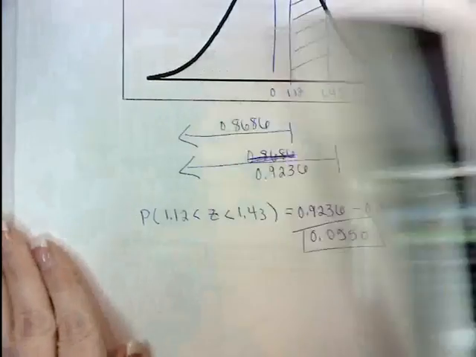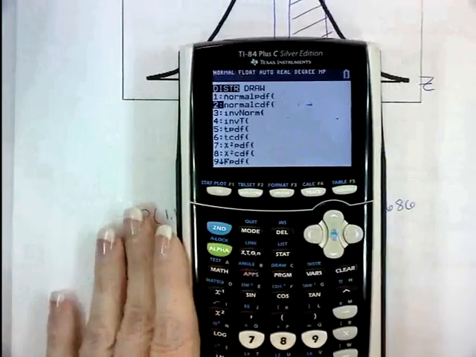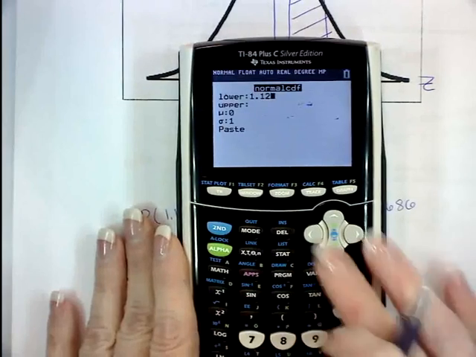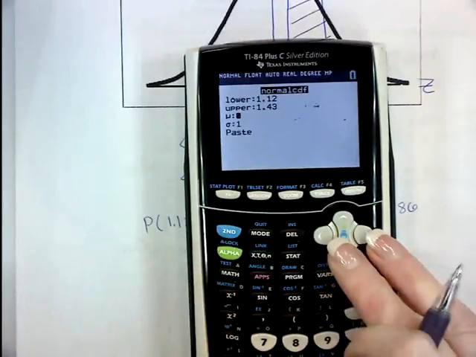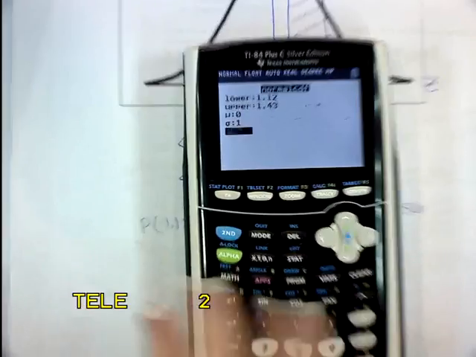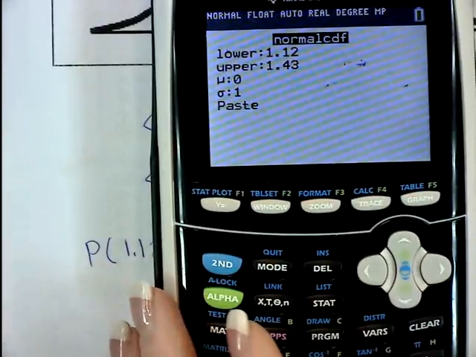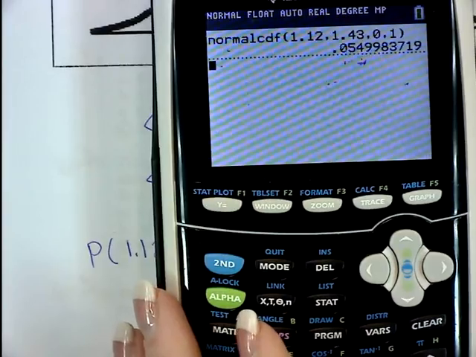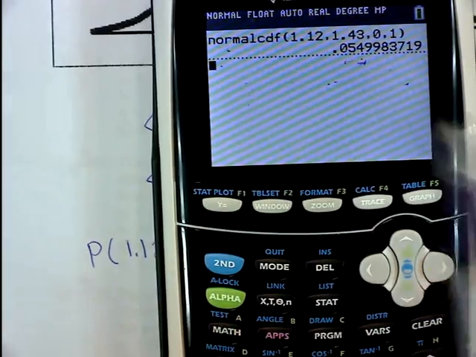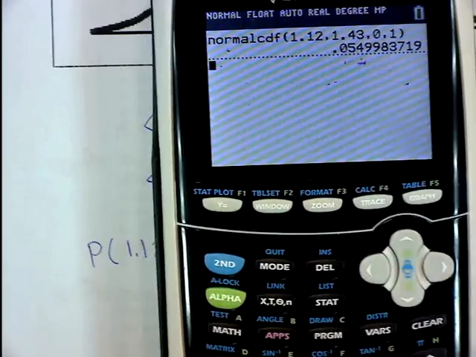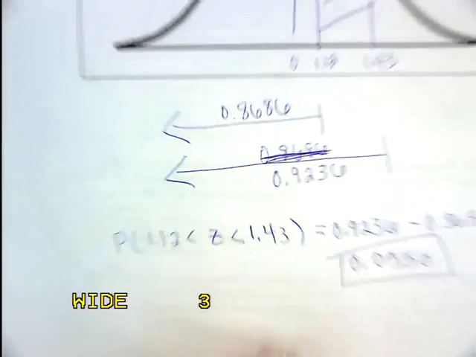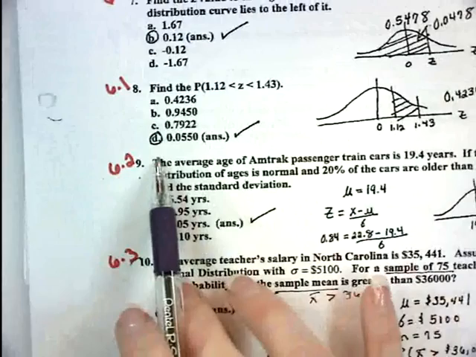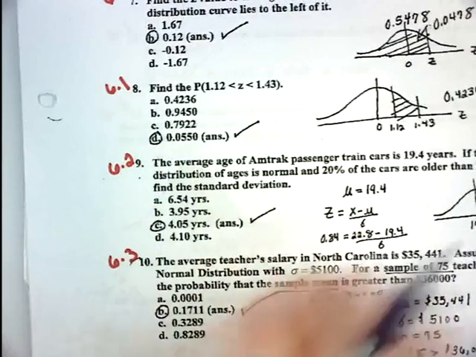Calculator, you will go to second variables, normal CDF, 1.12 to 1.43. And then the mean is 0 and the standard deviation is 1, and then paste. Smaller Z, larger Z from left to right. And you get 0.05499, which is 0.0550 if you round to 4 places accurately. So the table and the calculator agree. And the final answer is D, 0.0550. Now we're getting into some more complicated word problems.